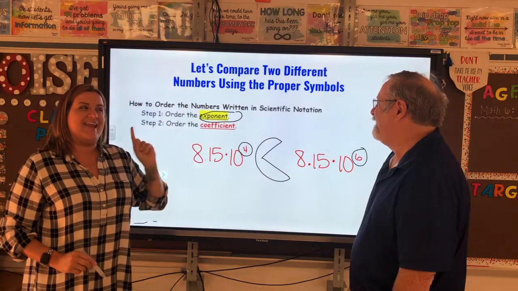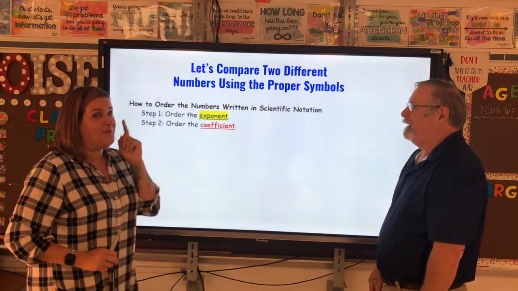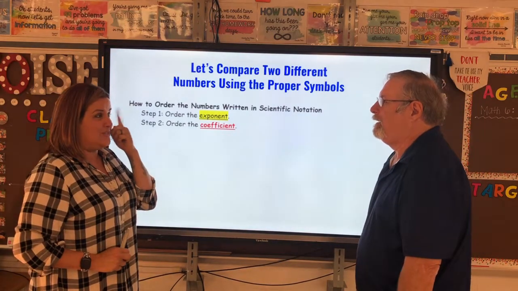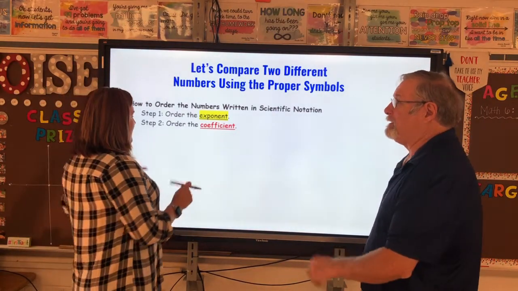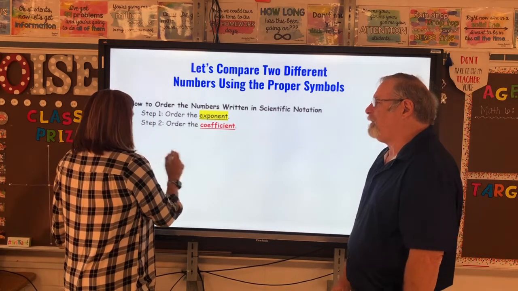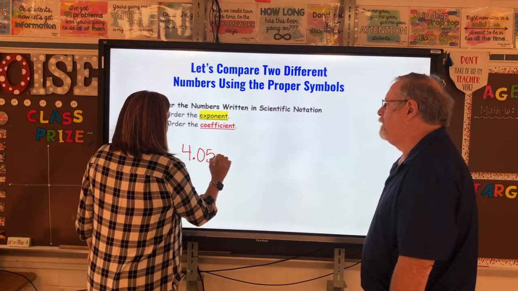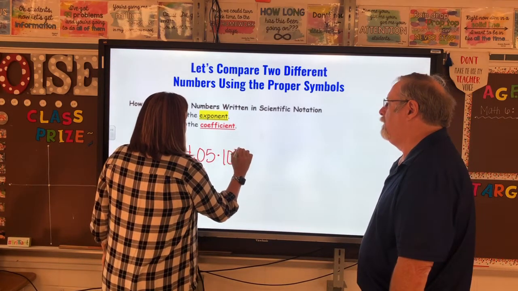Should we do a negative? Yeah, let's do a negative, because remember, with negatives, it's backwards land. That's right. I'm glad we're doing a negative because they can be really confusing. Let's do times 10 to the negative 2.